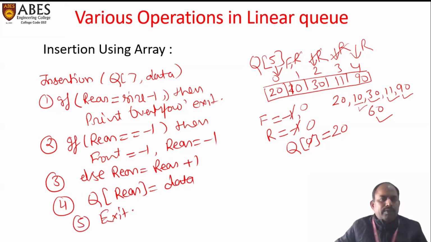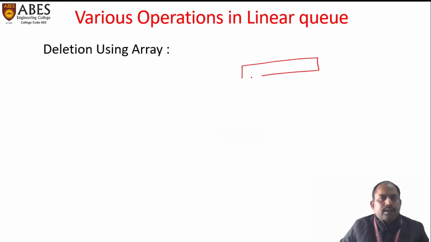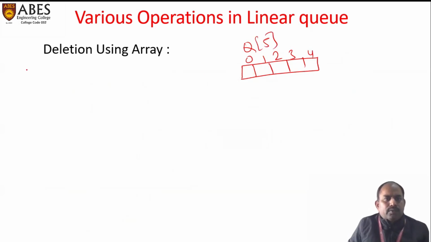So in this way, we can write an algorithm for insertion operation in a linear queue. Now let's see how we perform the deletion operation. For that, we again take an array Q for 5 elements. In the starting, if there is no element, this condition is called underflow condition.